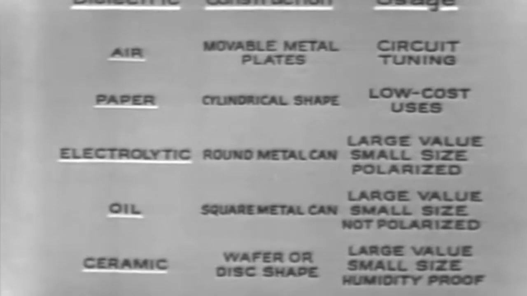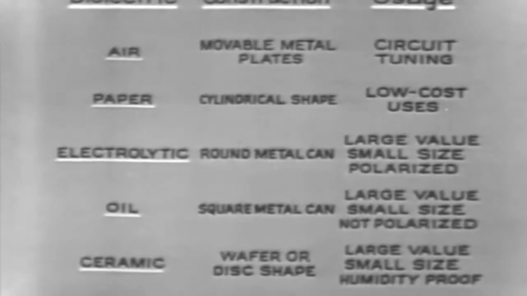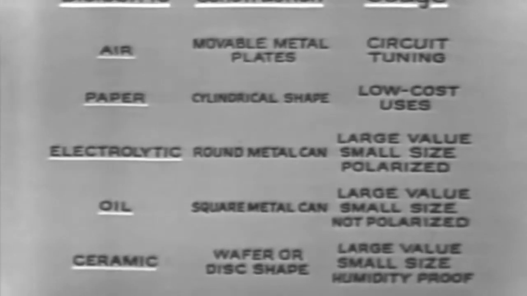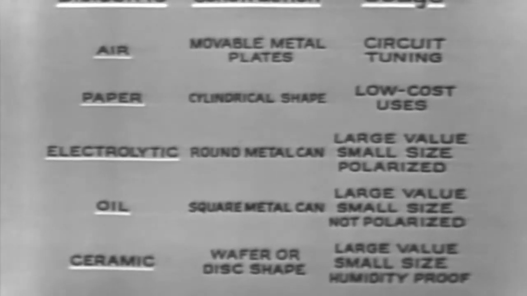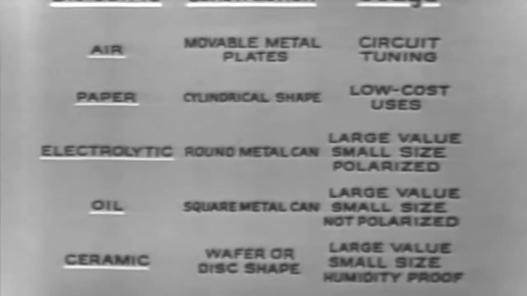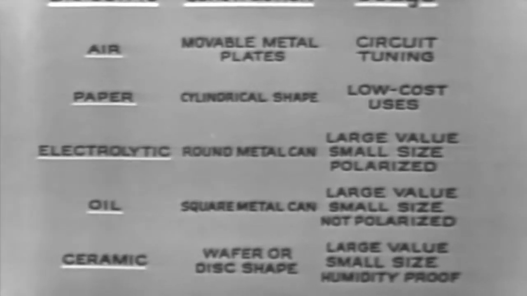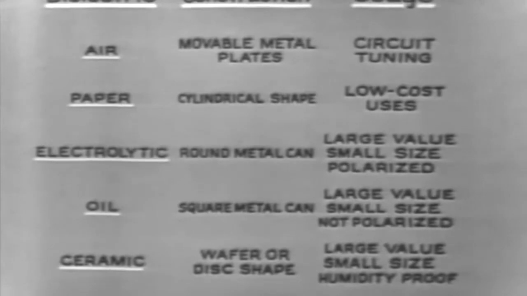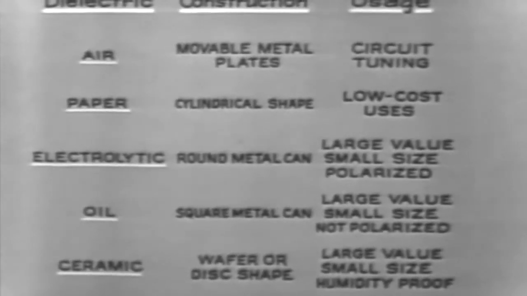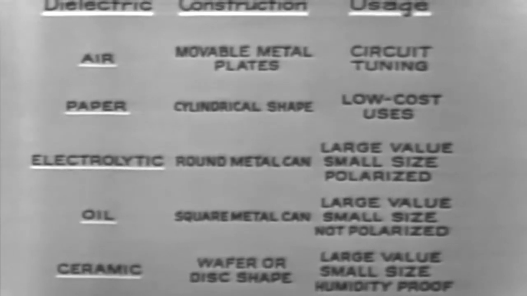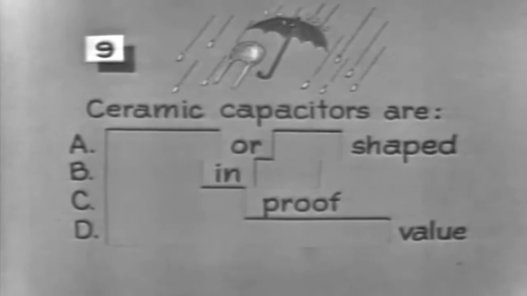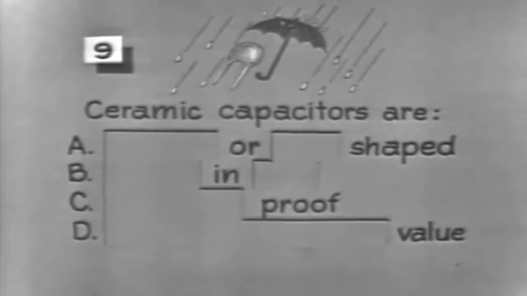Now we have discussed 5 different capacitors: air, paper, electrolytic, oil, and finally, the ceramic. The ceramic capacitor is wafer or disc shaped, small in size, and has small capacitance and is humidity proof. Now complete number 9 on your response sheet.